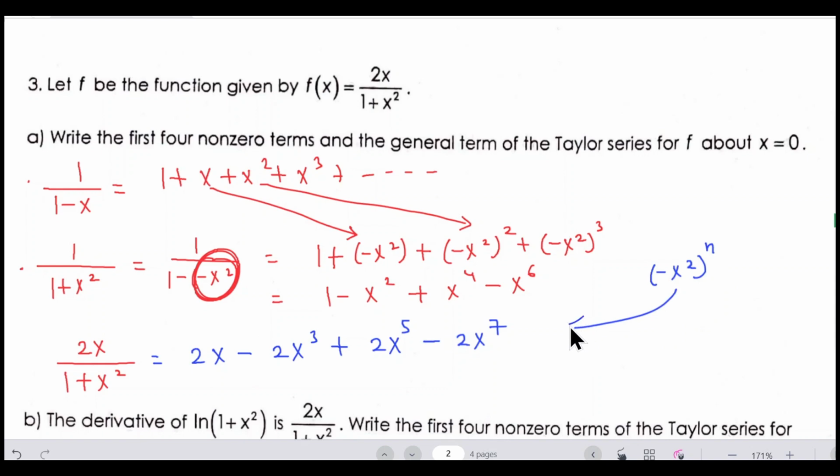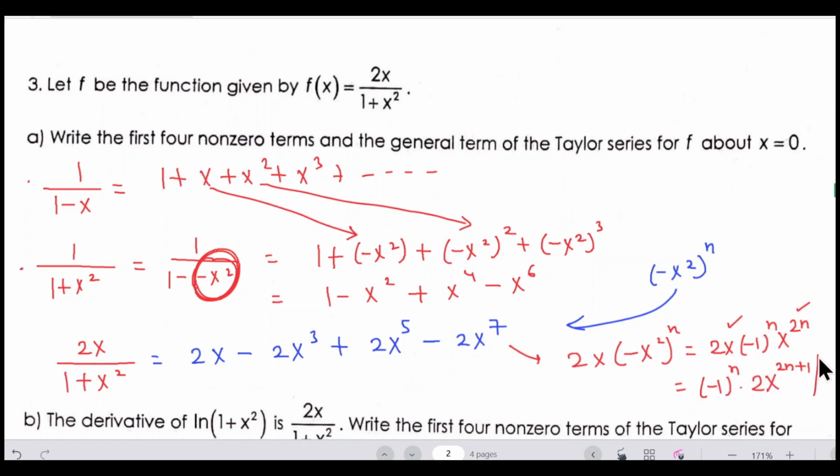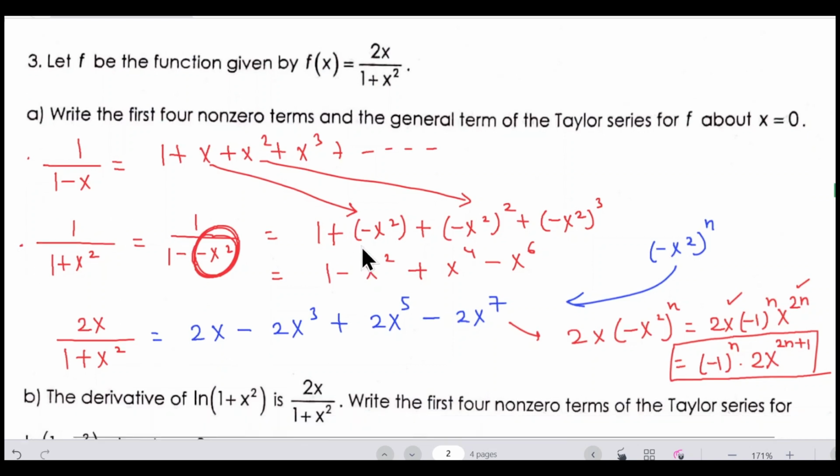And the general term over here, our final answer, is going to look like 2x times negative x squared raised to n, which can be written as 2x times negative 1 raised to n times x raised to 2n, which can also be written as negative 1 raised to n times 2x raised to 2n plus 1, because x raised to 2n times x becomes x raised to 2n plus 1. This 2 is as it is, and negative 1 raised to n is just negative 1 raised to n. So that's our answer, right?